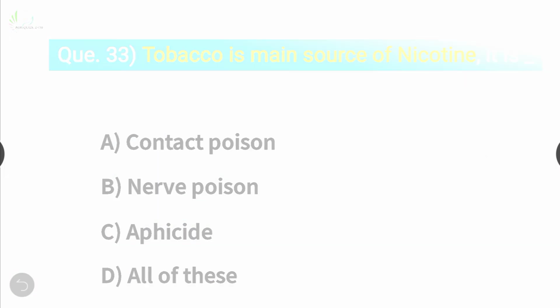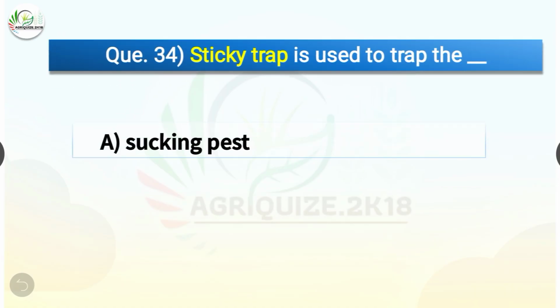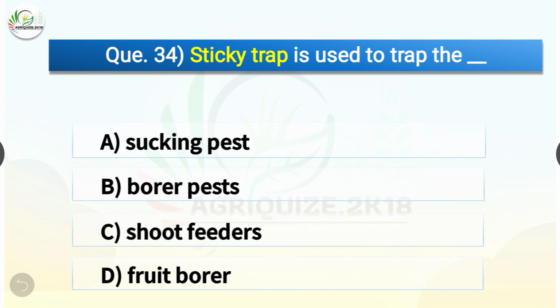Question number 34. Sticky trap is used to trap the dash. The options are sucking pest, borer pests, shoot feeders or fruit borer. The correct answer is option A, sucking pest. So sticky trap is used to trap the sucking pest.